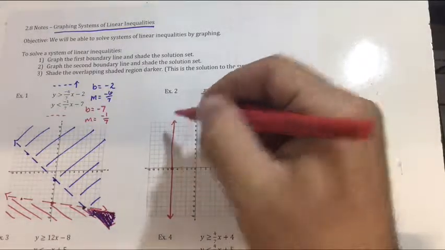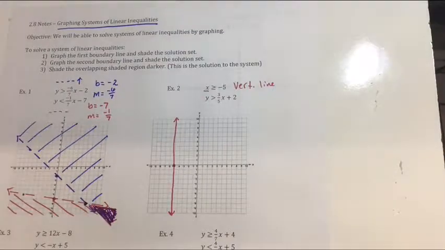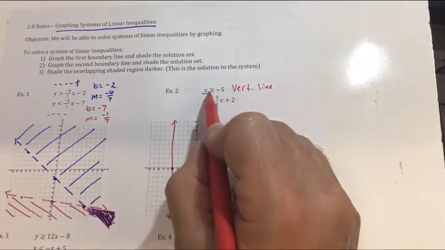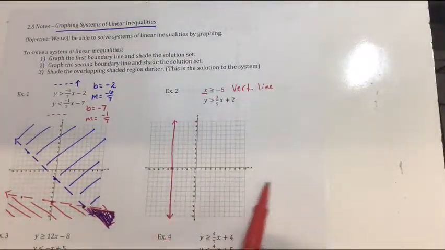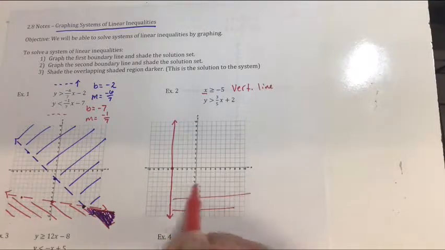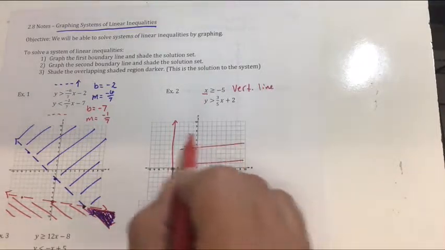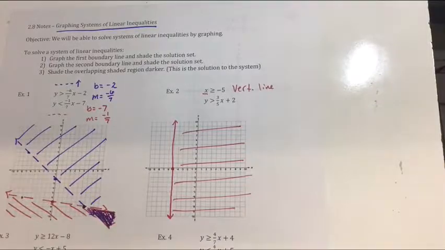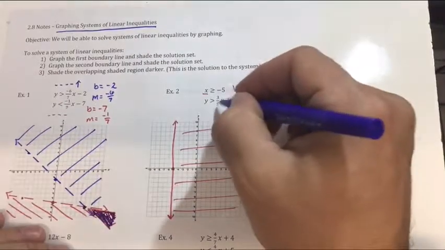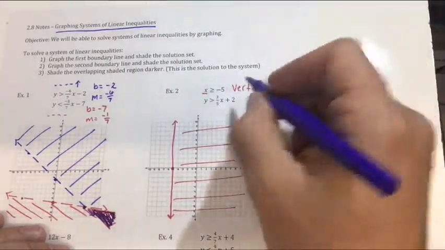Probably should have used my straight edge, but that's good enough for our purposes there. And I want to shade values bigger than -5, so that means I'm going to the right. Okay? So I'm just going to kind of lightly shade that one. And now I can move on to graphing the other boundary line.